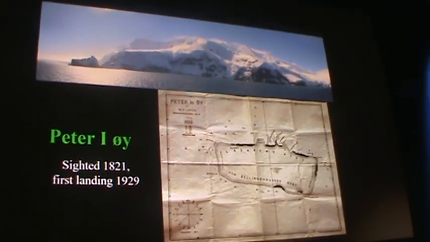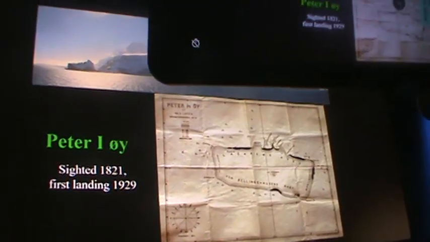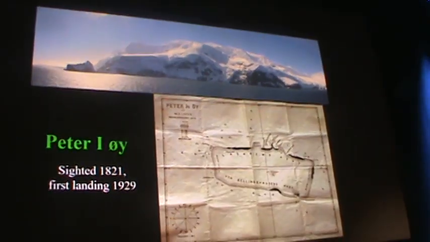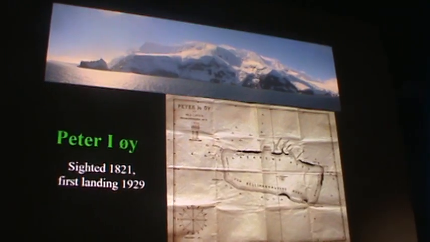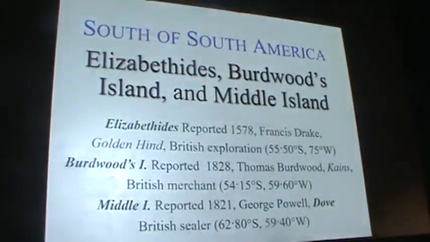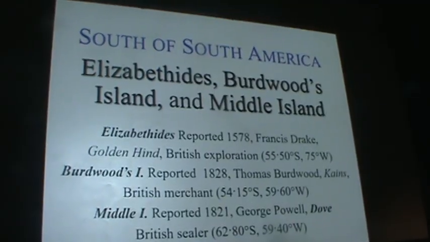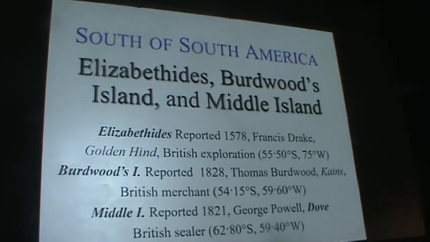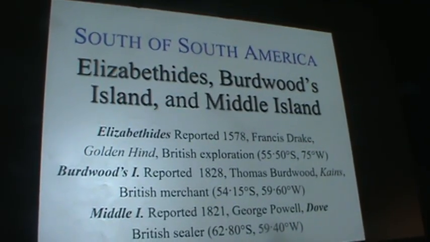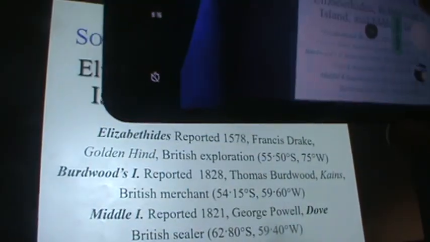Peter I Island. That's the one cited by Bellingshausen. It does exist. It's now claimed as Norwegian territory, and that's a real one, as distinct from the other 4, or perhaps 5, I've shown you. South and South America. Well, at the beginning, Elizabeth Island is the first one to be found, but there's a couple of others there also, Birdwood and Middle Island.